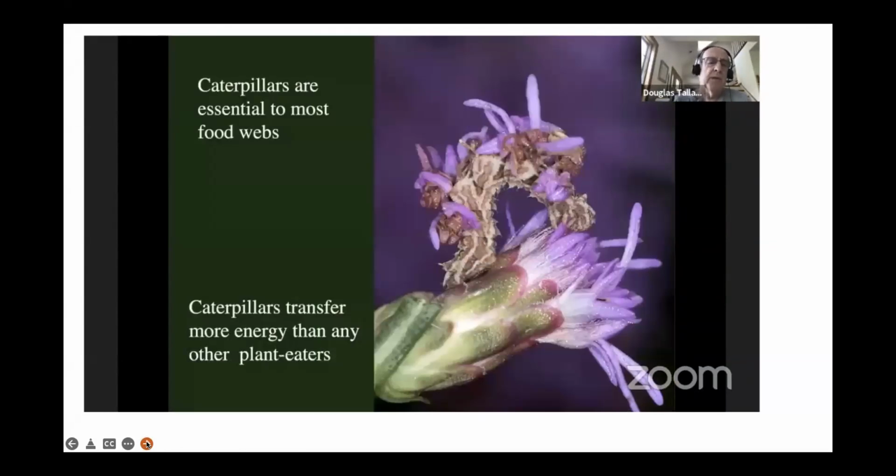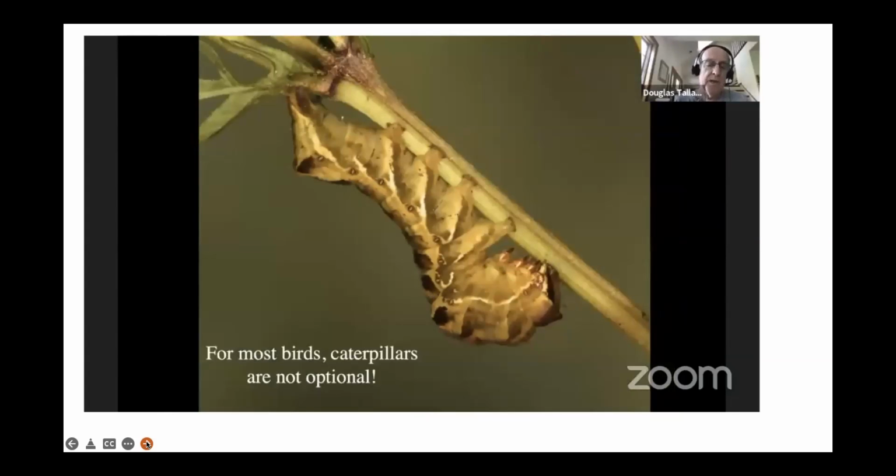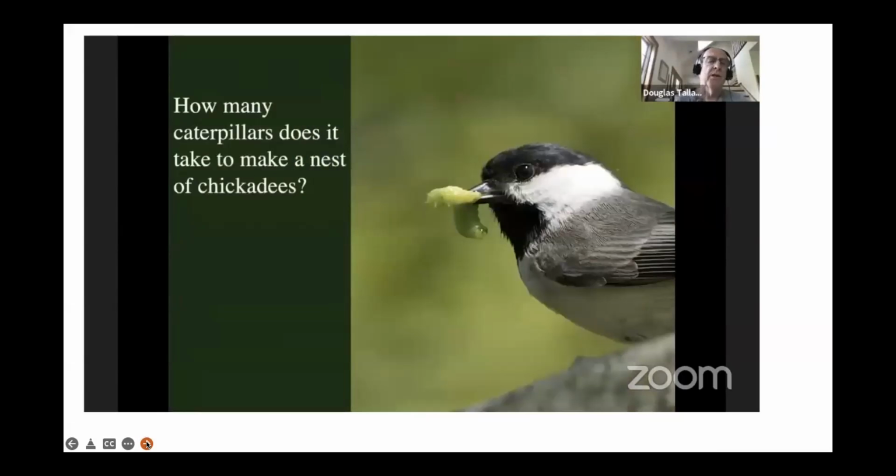And that's because caterpillars are essential to most of the food webs that we have out there, because they transfer more energy from plants to other organisms than any other type of plant eaters. So we need caterpillars, not just for birds, but for almost everything else. They are not optional parts of our food webs. They are essential.